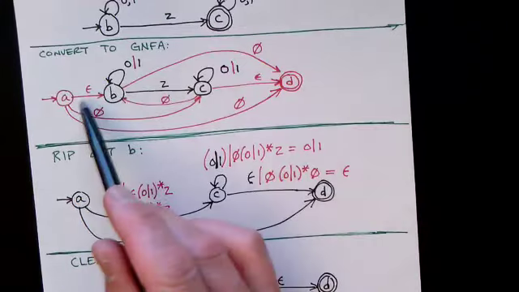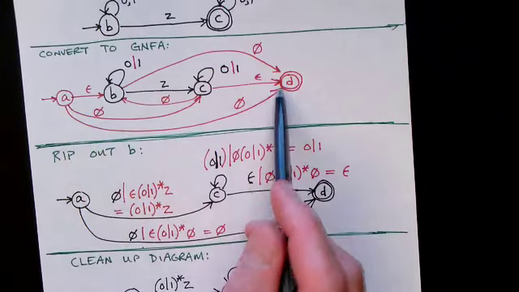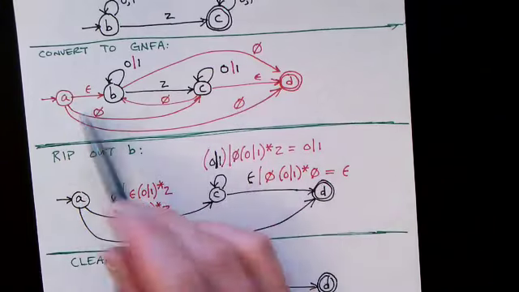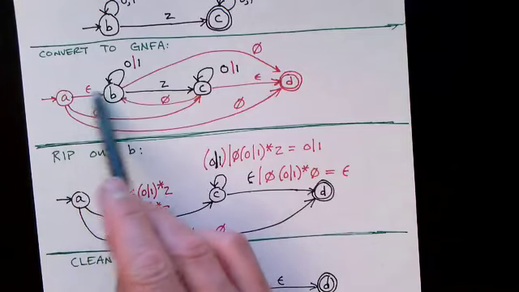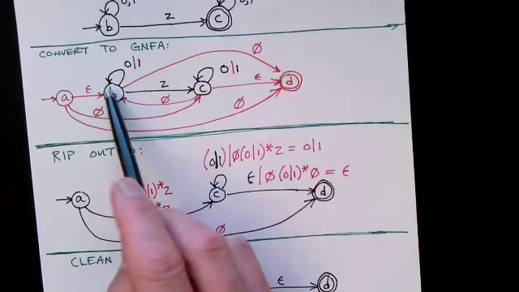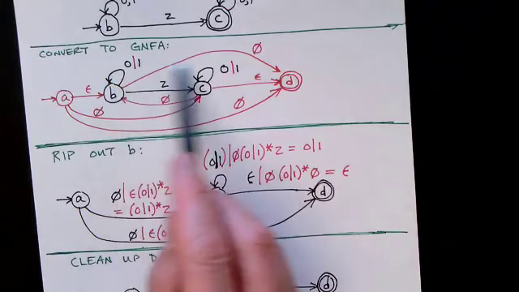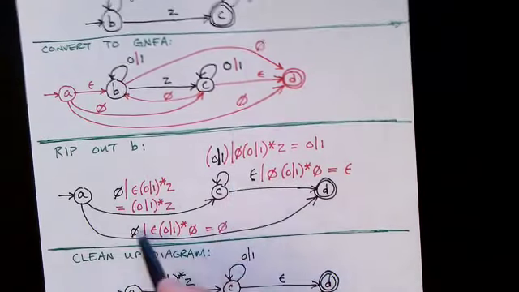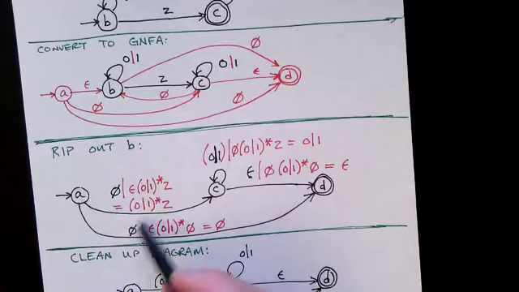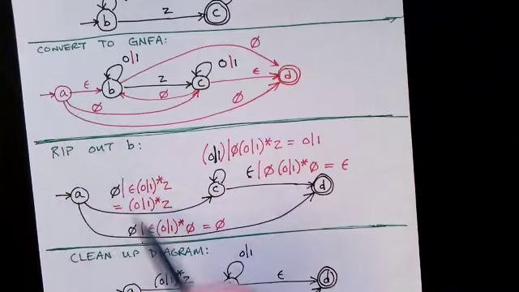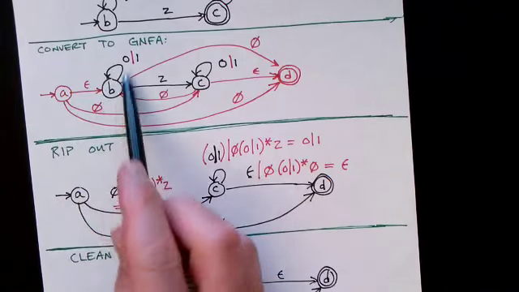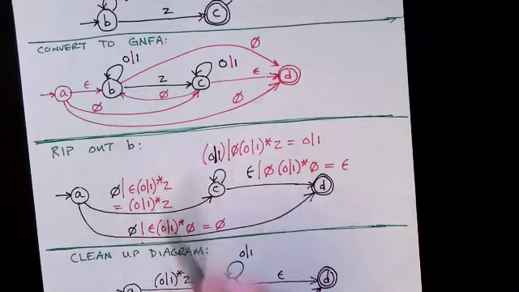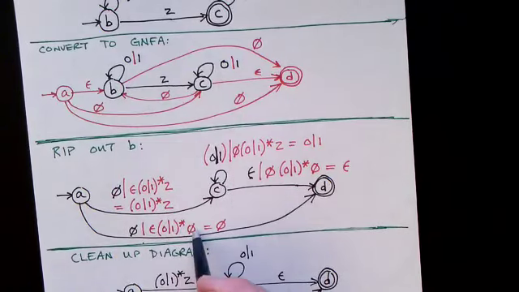And let's see, we have an edge from A to D, labeled with the empty, but we could also get there by going through B. Empty string, followed by 0 or 1, starred, followed by the empty set. So in addition to this empty, we could also say epsilon, 0 or 1 starred, followed by empty. Simplifying this all down, it's also empty.